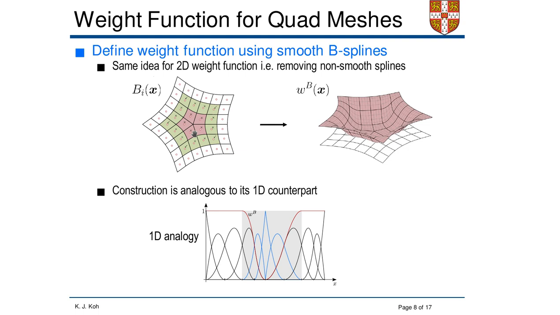Again, the idea is the same. We first define the weight function WB by removing those non-smooth B-splines. For example, each red dot here represents one quadratic spline basis function that we have seen earlier. Those marked by crosses are non-smooth, or they are only C0 continuous, near the extraordinary vertex. If we remove these basis functions denoted by the crosses, we get a smooth weight function that looks like this. We can see that this is analogous to the weight function in 1D that we have seen earlier.